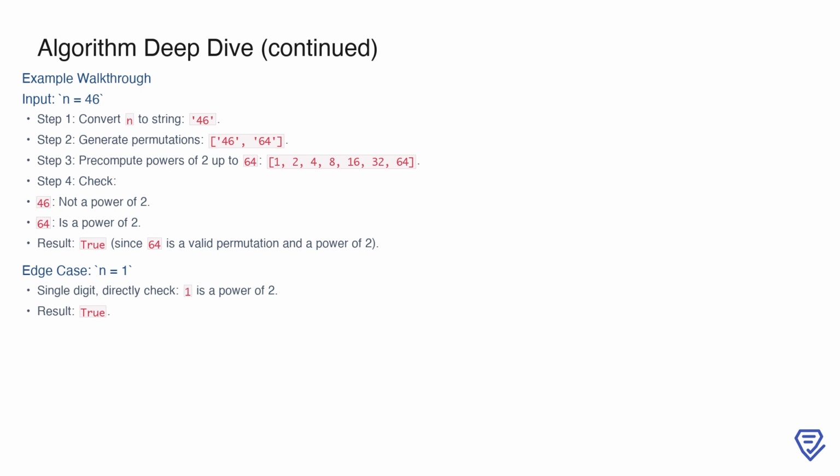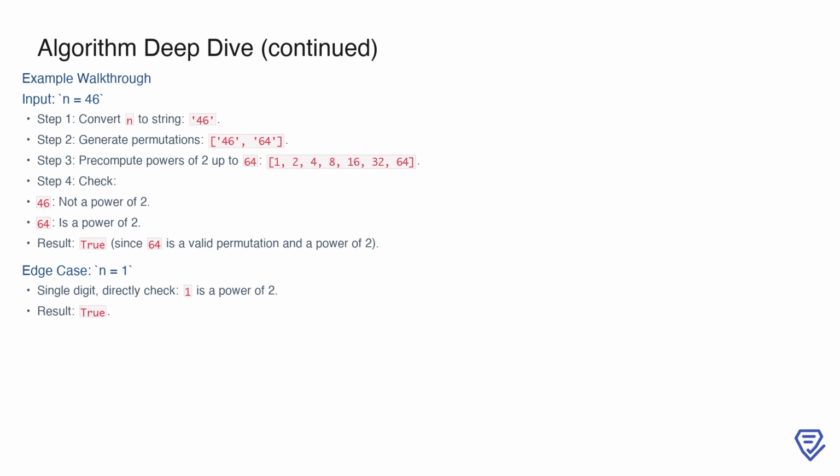Then, we pre-compute the powers of 2 up to the largest number that can be formed by the digits of n. Here, the largest number is 64, so the pre-computed powers of 2 are 1, 2, 4, 8, 16, 32, 64. Now, we check each permutation. The first permutation, 46, is not a power of 2, but the second permutation, 64, is a power of 2. Since we found a valid match, the result is true.